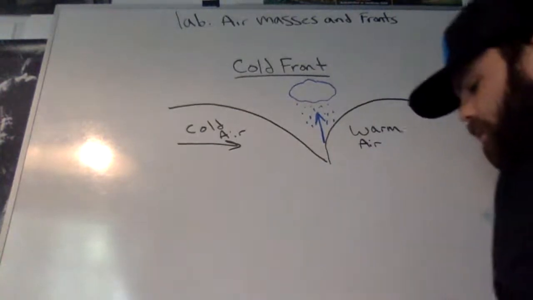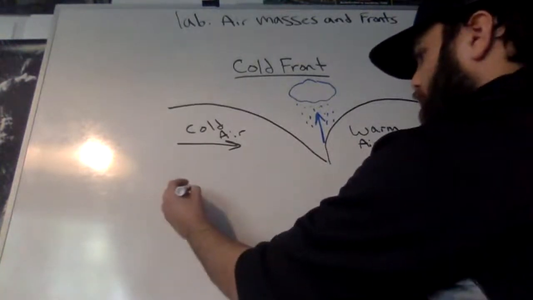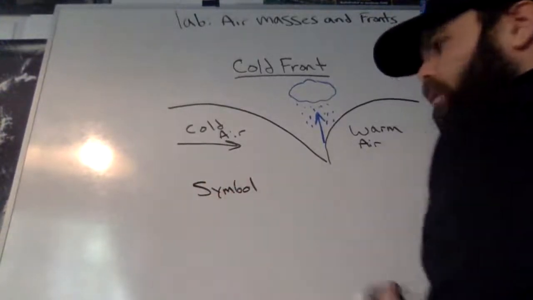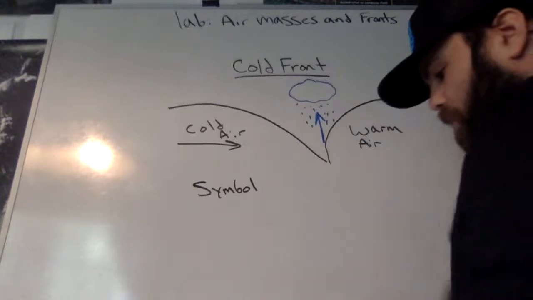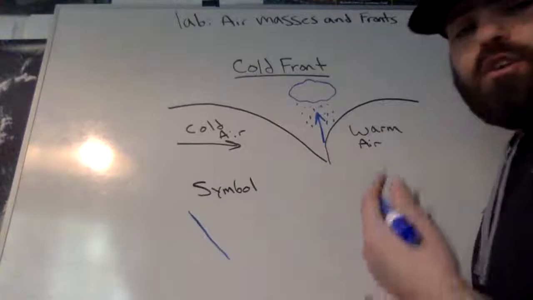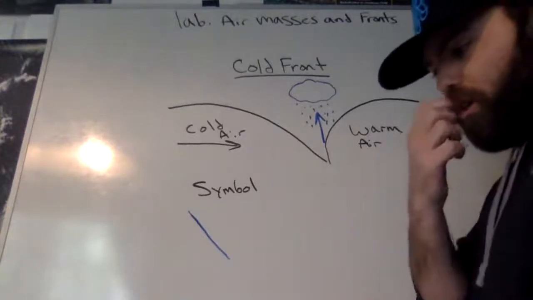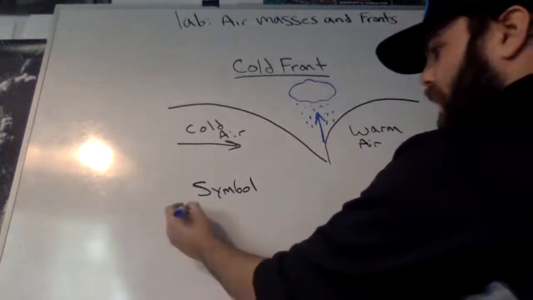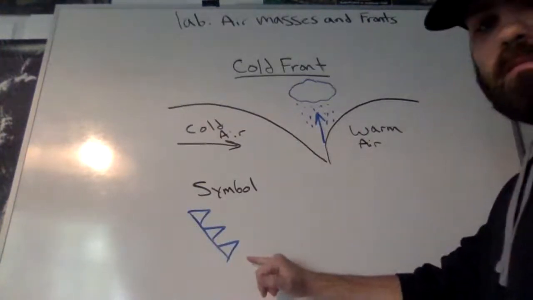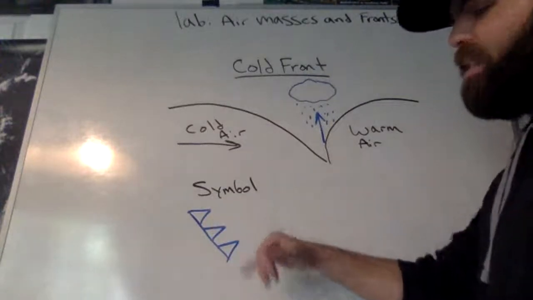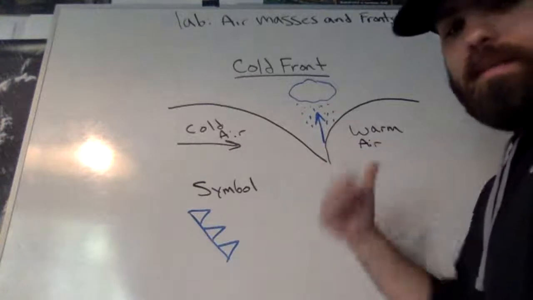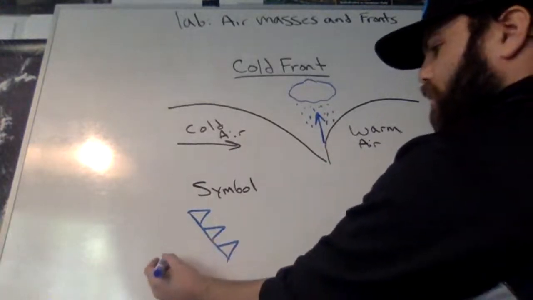Now it's also asking you to give a symbol, and you have a symbol box. So basically all you're doing is you're going to make a line, and then you're going to see what the symbol is, and you can use your Earth Science reference table or the notes. For a cold front, it looks like those little icicles. So it's triangles, and those icicles or arrows point in the way that the cold front is actually traveling. So the cold front is moving this way.